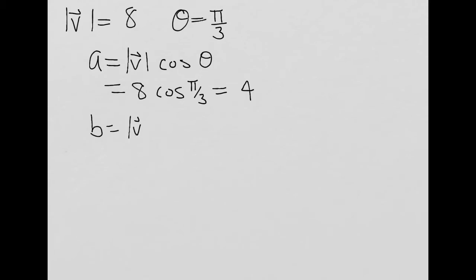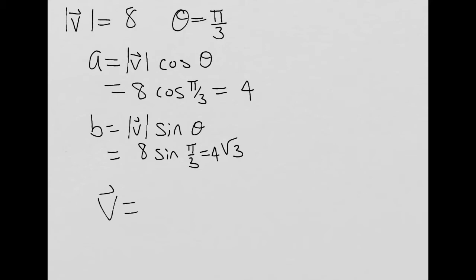b, the vertical component, is the magnitude times the sine. So 8 sine of pi over 3, that's square root of 3 over 2, so you end up with 4 times square root of 3. So v is equal to 4i plus 4 root 3 j.